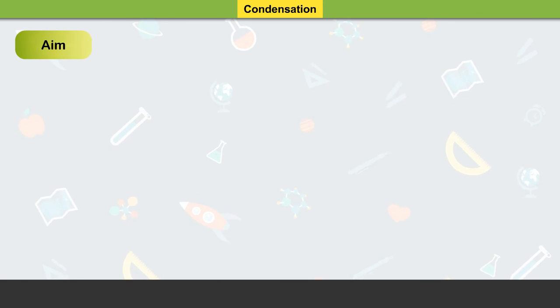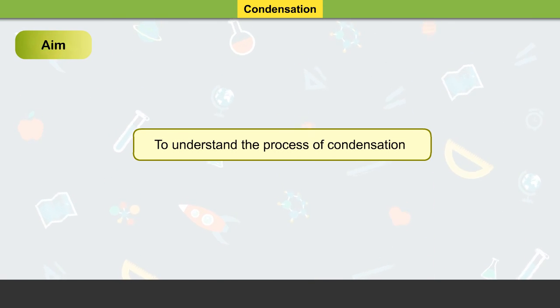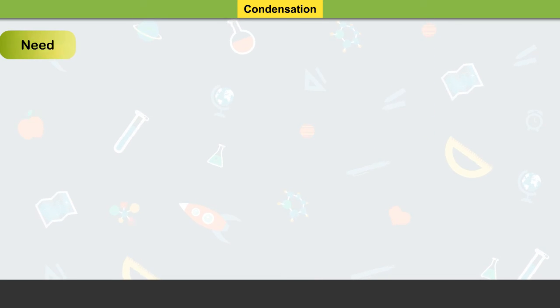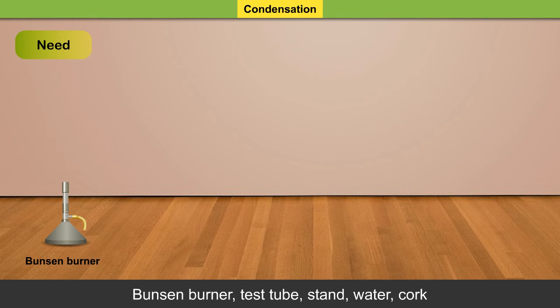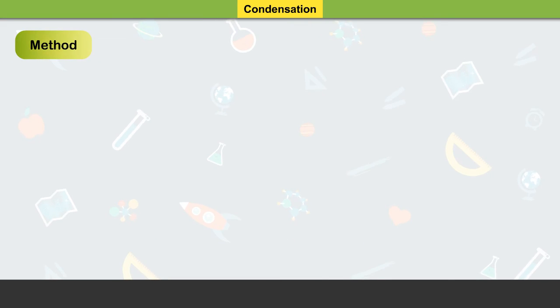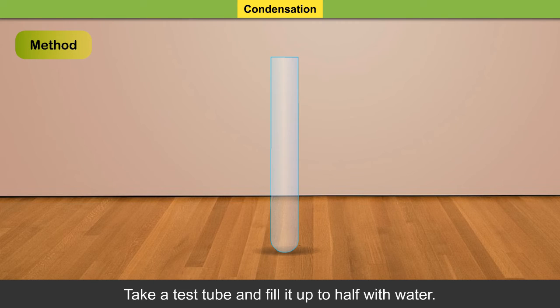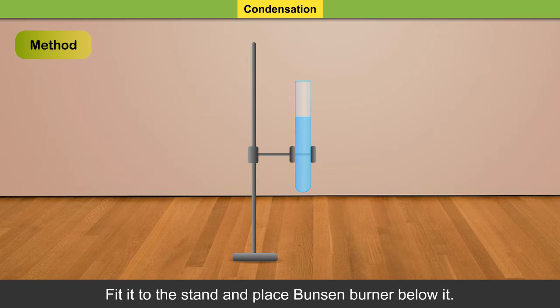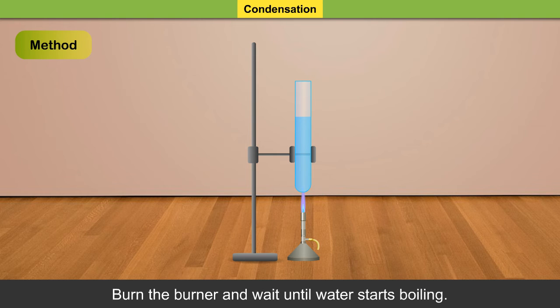Activity. Aim: to understand the process of condensation. Need: Bunsen burner, test tube, stand, water, cork. Method: take a test tube and fill it up to half with water. Fit it to the stand and place Bunsen burner below it. Burn the burner and wait until water starts boiling.